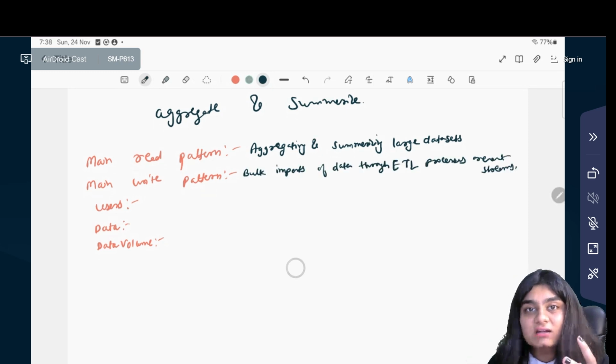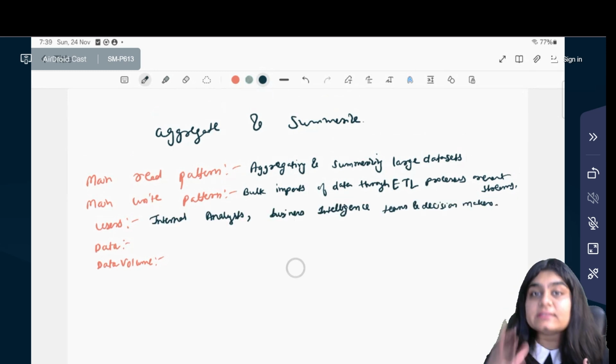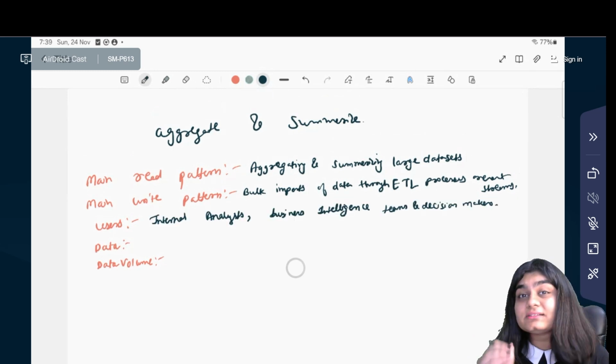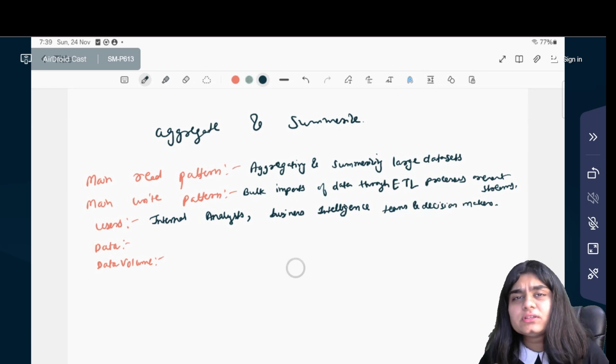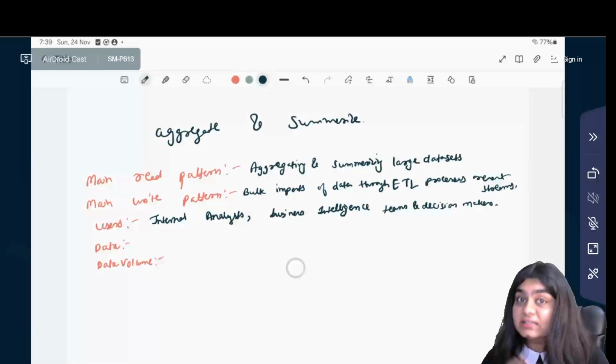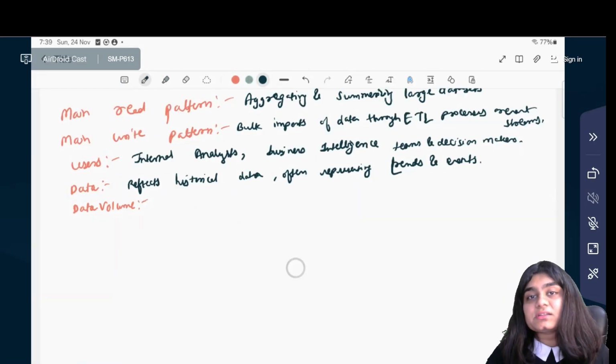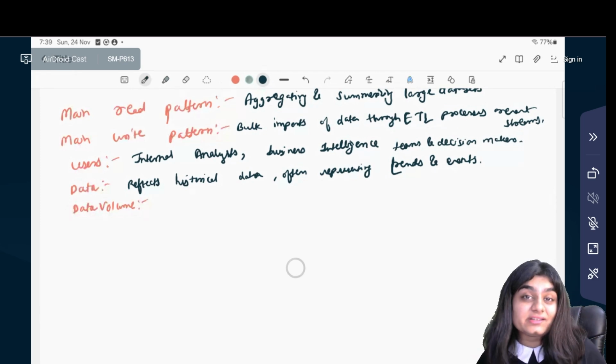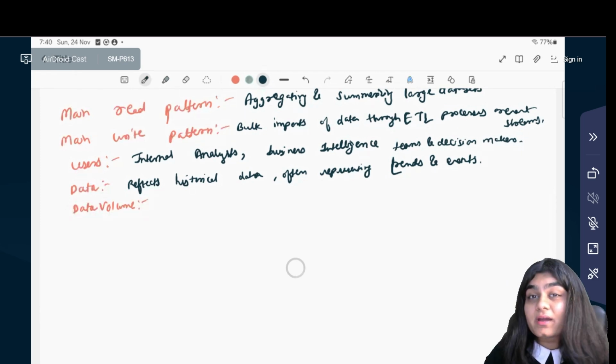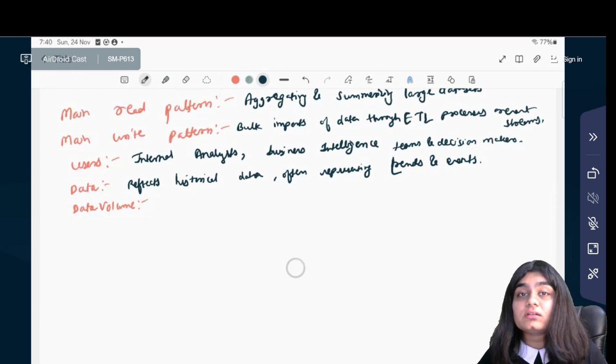The users are internal analysts, business intelligence teams, and decision makers. The data reflects historical data over time, often representing trends and events. OLAP systems manage much larger data sets. They are around terabytes or petabytes of data.